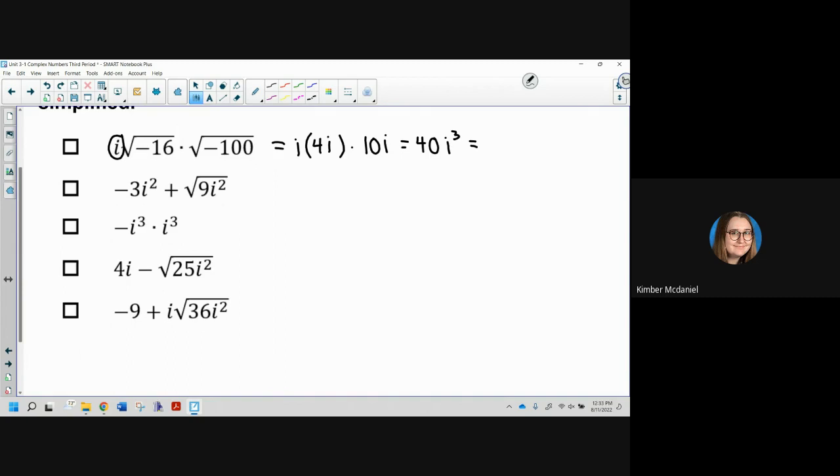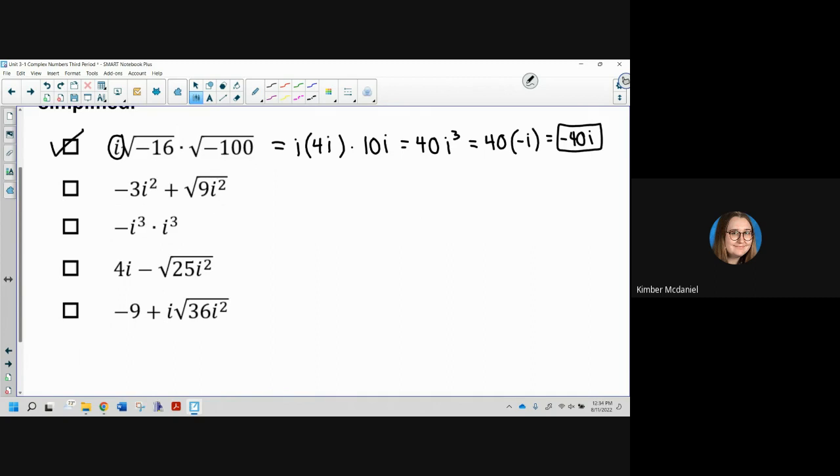Yes, so negative i. So we're going to replace i cubed with negative i. And then 40 times negative i is just negative 40i. That's simplified. Is that real or non-real? It is non-real because, again, what makes it non-real is having the i. So we are going to check this answer choice.